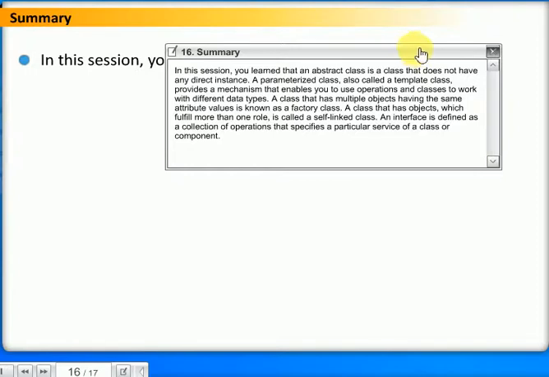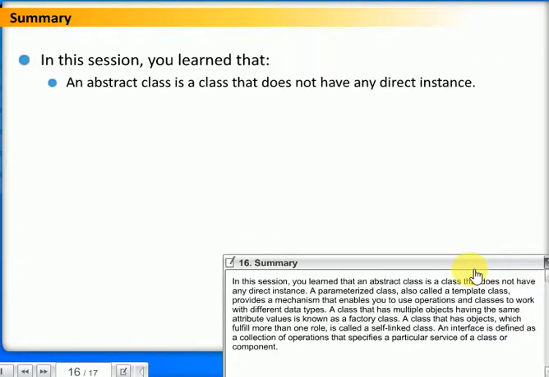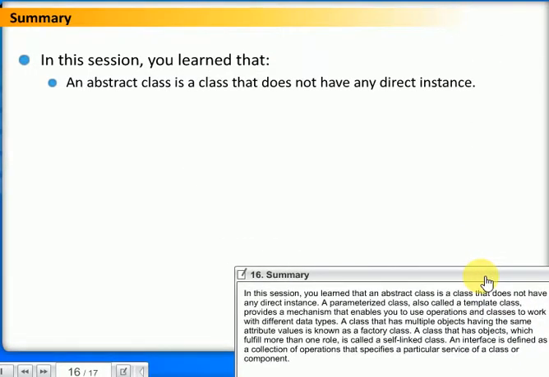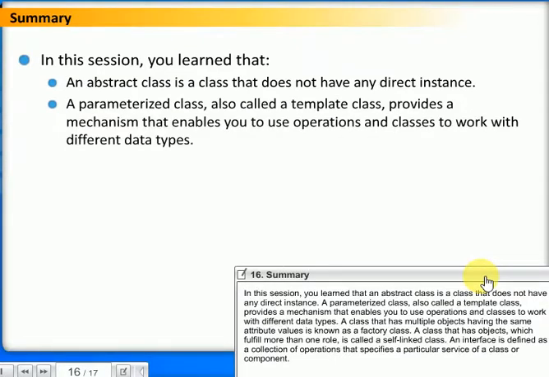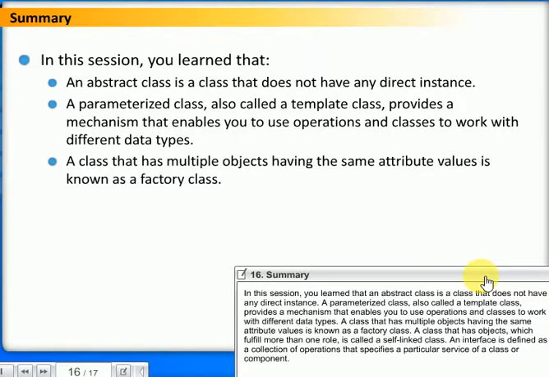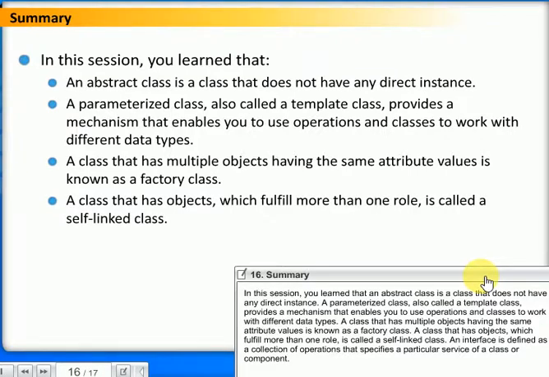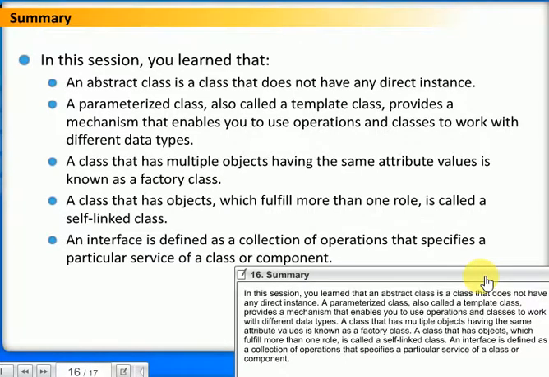In this session, you learned that an abstract class is a class that does not have any direct instance. A parameterized class, also called a template class, provides a mechanism that enables you to use operations and classes to work with different data types. A class that has multiple objects having the same attribute values is known as a factory class. A class that has objects which fulfill more than one role is called a self-linked class. An interface is defined as a collection of operations that specifies a particular service of a class or component.